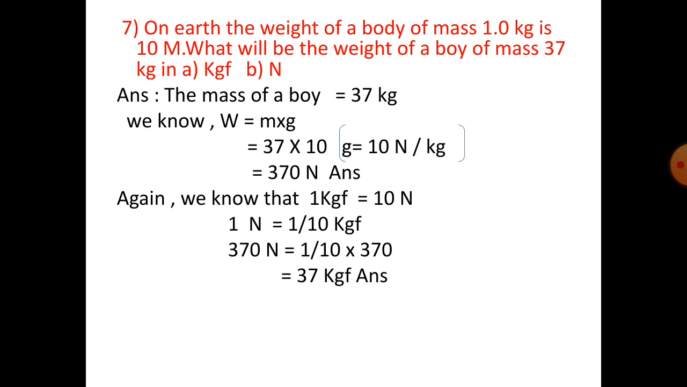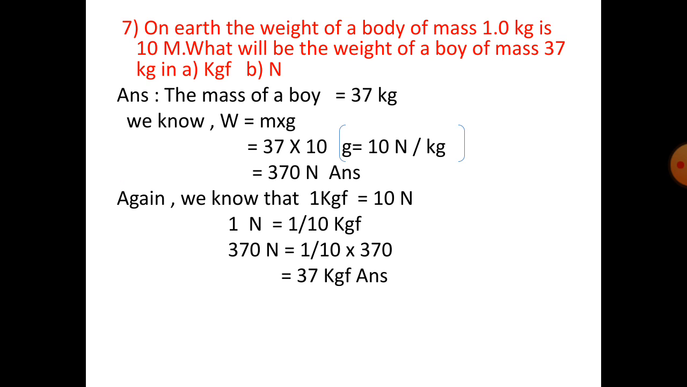Number 7. On Earth, the weight of a body of mass 1.0 kg is 10 Newton. What will be the weight of a boy of mass 37 kg in kgf and Newton? The mass of the boy is equal to 37 kg and we know weight is equal to m into g. This is 37 into 10, and g, we know, is 10 Newton per kg. So it is equal to 370 Newton.